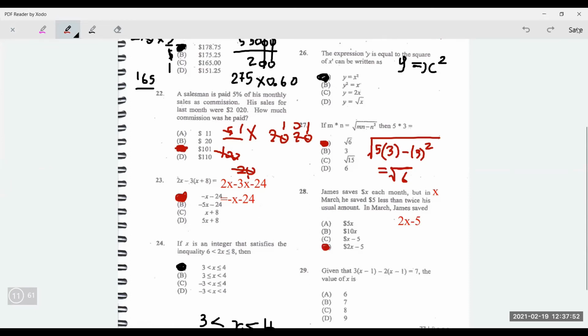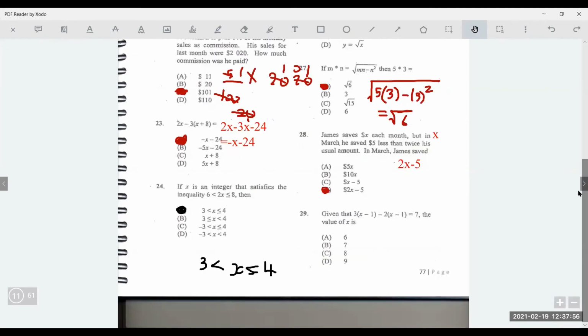Easy, soft. Question 29. It says, given that 3 times x minus 1, minus 2 times x minus 1, equals 7, find the value of x. To find the value of x, you can expand this bracket to get 3x minus 3 minus 2x plus 1 is equal to 7. And then you group like terms.